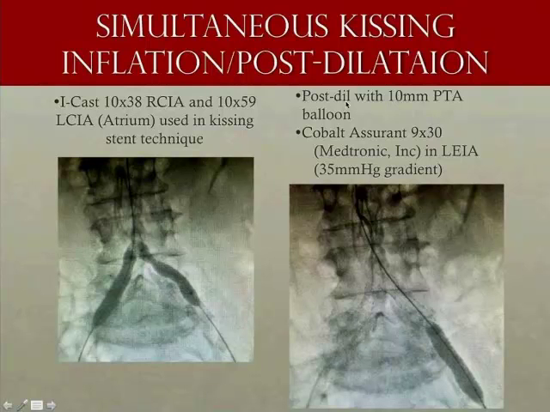Post-dilatation of the stents was then performed with a 10 millimeter balloon in both arteries. And following this, I did appreciate a 35 millimeter gradient across the left external iliac artery, which I felt compelled to definitively take care of. And so I placed a Cobalt Assurant 9x30 balloon-expandable bare metal stent.